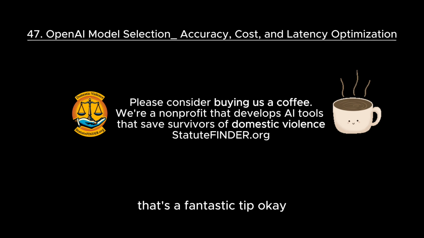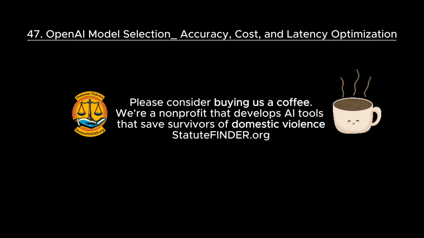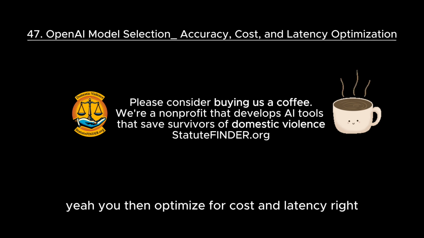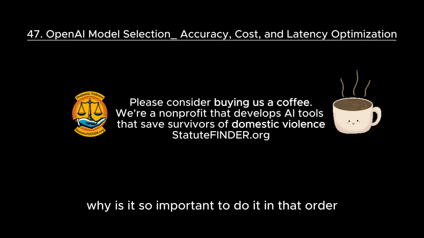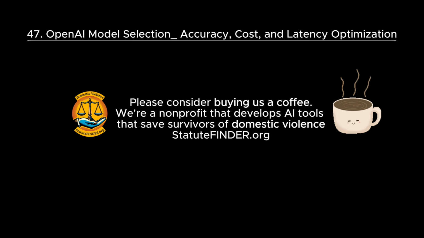That's a fantastic tip. Okay, so we've talked about aiming for accuracy, but then the document emphasizes that it's just the first step. You then optimize for cost and latency. Right. Why is it so important to do it in that order? Because again, if your model isn't accurate, it doesn't matter how fast or cheap it is. It's like having a race car that can't stay on the track. Speed is useless without control.